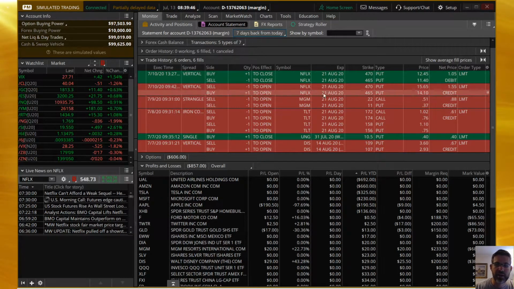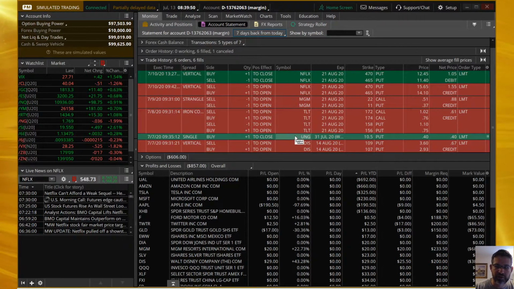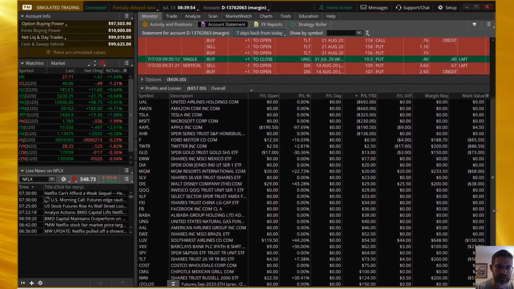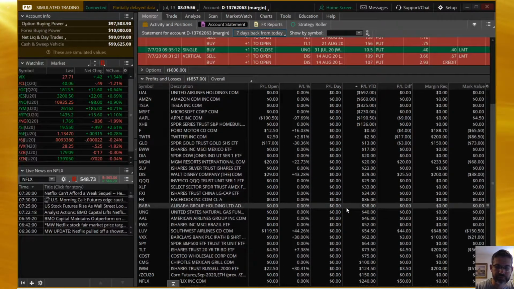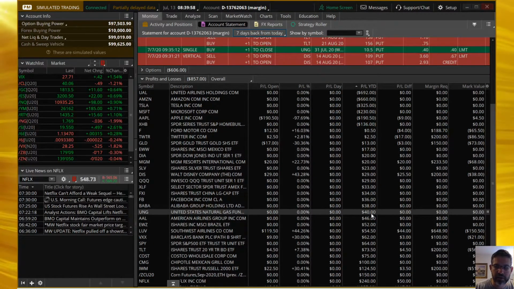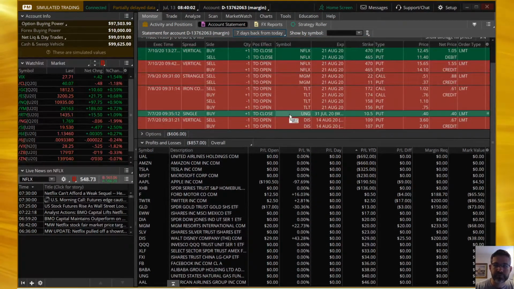Right, so we can see here that we put on Disney. We took off natural gas for a profit on that one. So yeah, that's exciting. Let's see, natural gas. What did we end up doing? Okay, so $40. That was a 50% profit, right? That was on that Trello tracker.